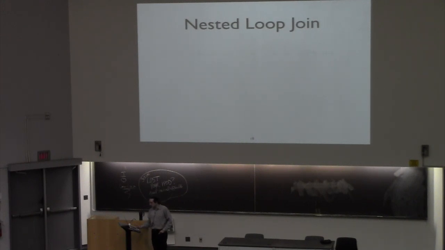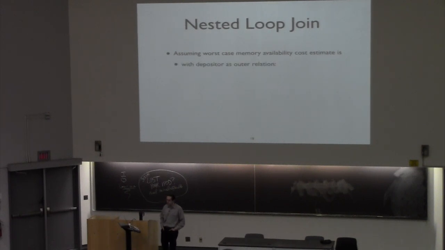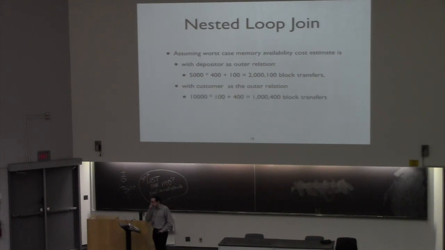Great. Example. Let's go back to our example. We have the customer and depositor relations, and we want to join them together. If the depositor is our outer relation, it has 5,000 tuples in it. This means we're going to need about 2 million block transfers: 5,000 tuples in the outer relation times 400 blocks in the inner relation. If we swap customer to be the outer relation, that drops down to about 1 million block transfers because there are fewer blocks in the depositor relation.